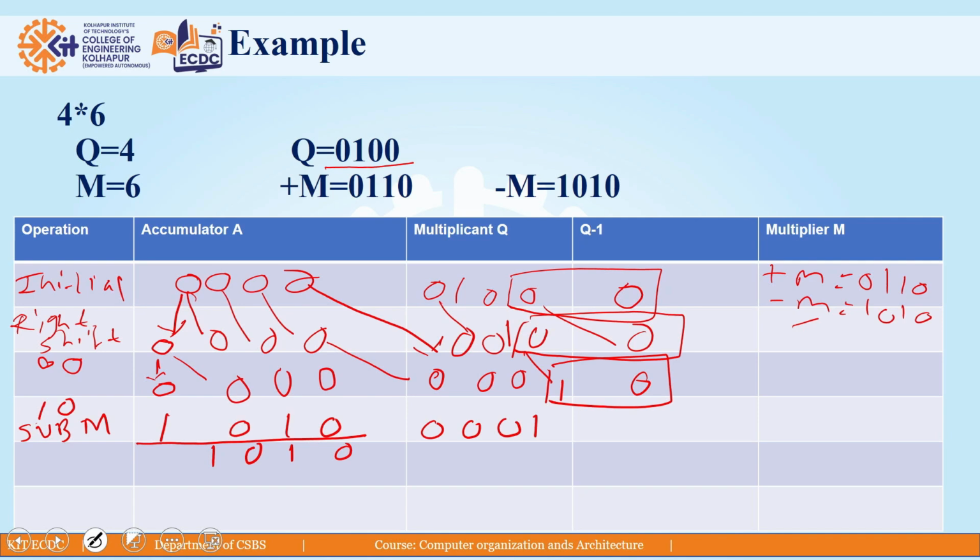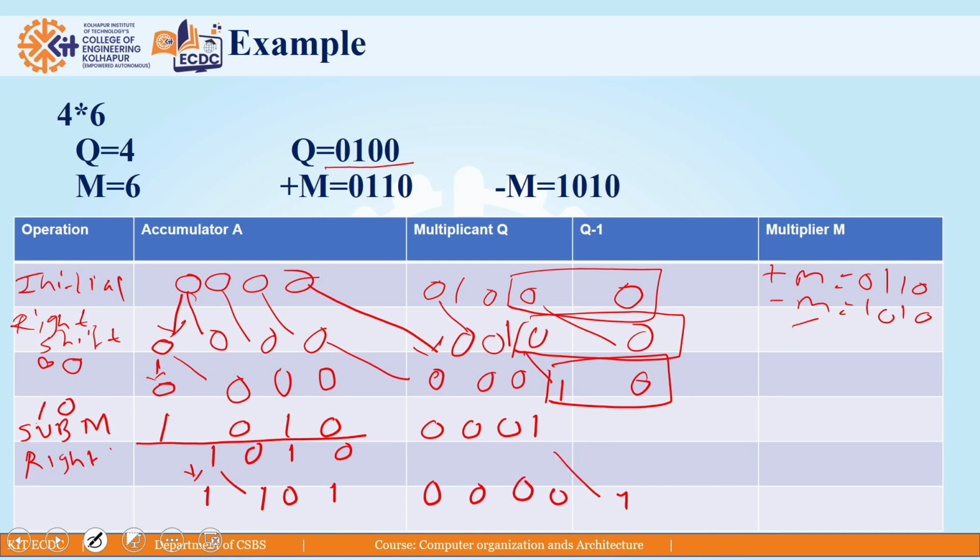And now this is the 1 0 1 0 and 0 0 0 1. Now again, after the sub m operation, we are going to perform the right shift operation. Again, what are we doing? This one we keep as it is. This one is shifted to this side. 0 1 0 0 0. This 0 is here, and this one is shifted to this side.